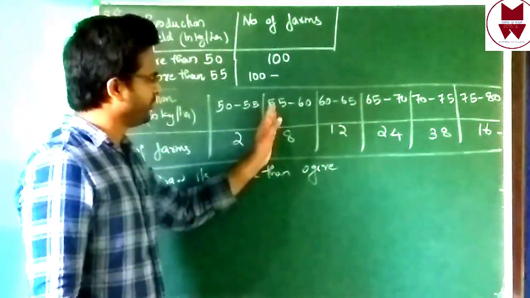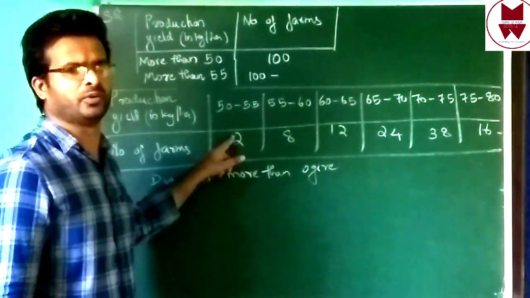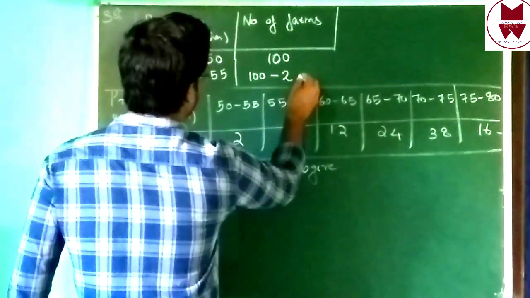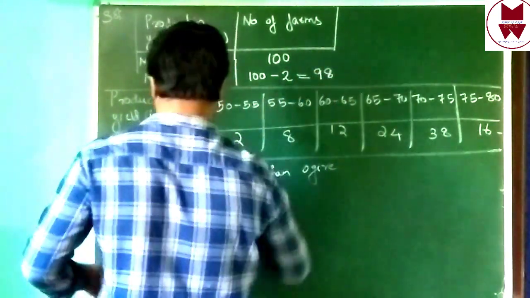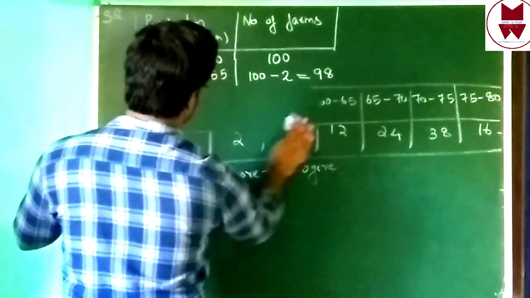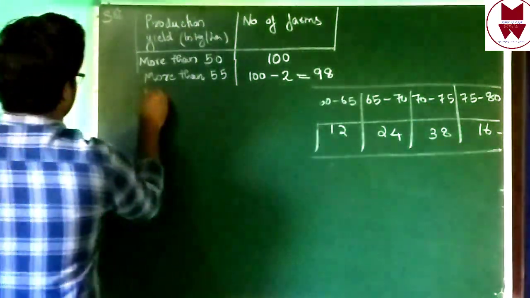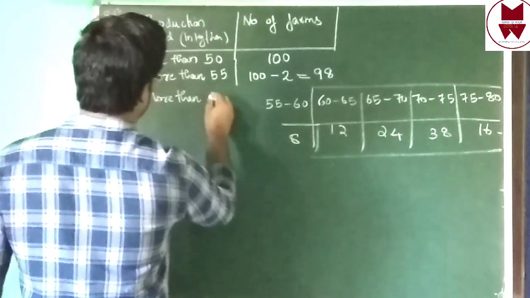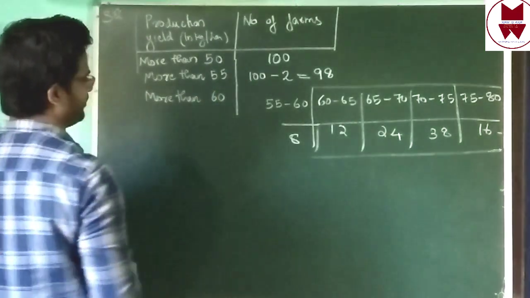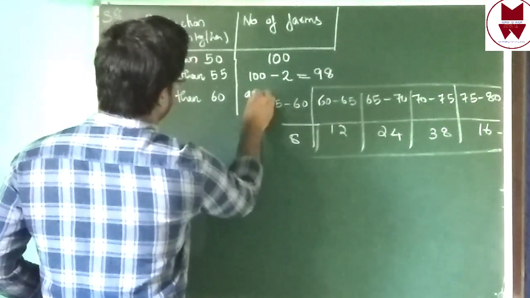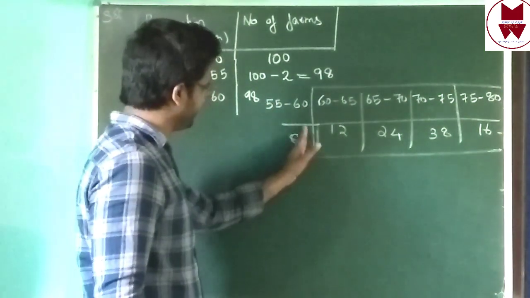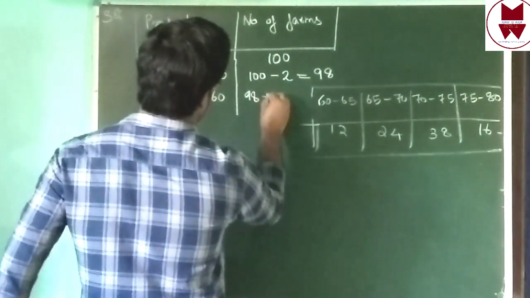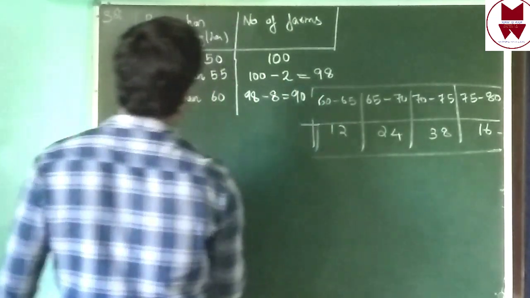Then when you consider more than 55, this 2 is not included, isn't it? That means out of 100, this 2 is not included, so just subtract from 100. 100 minus 2, 98. More than 60 means 98. Out of 98, this 8, this part, is not included. Then subtract this 8 also. 98 minus 8 equals 90.